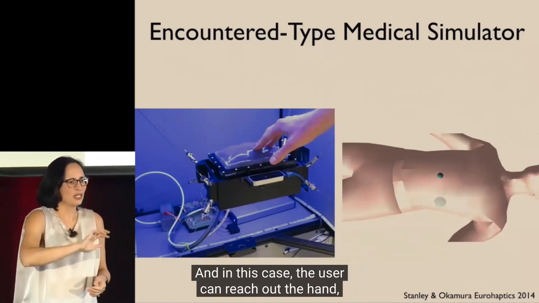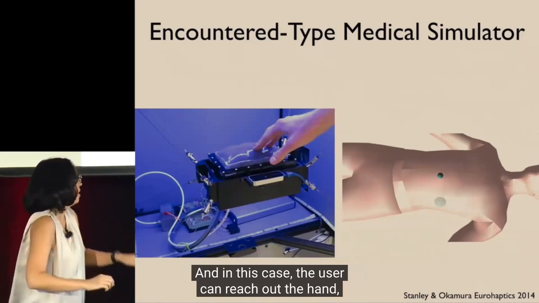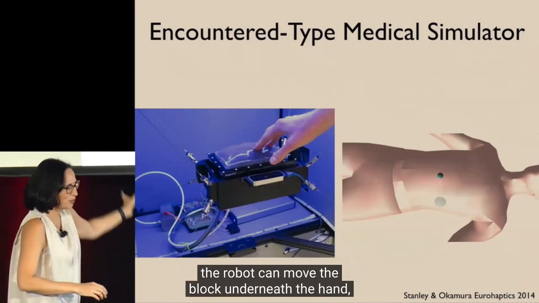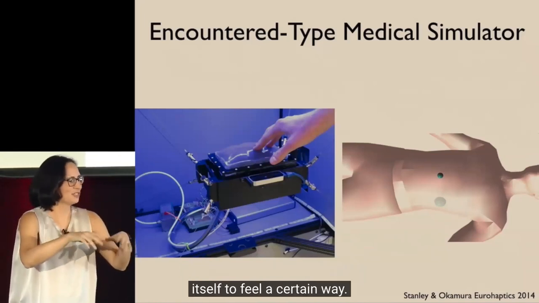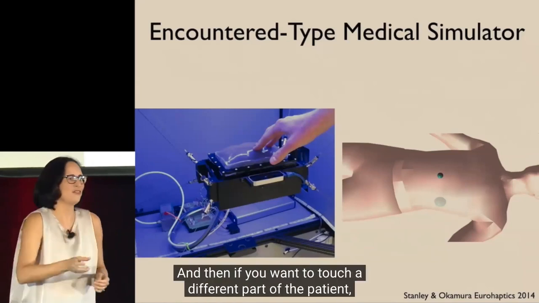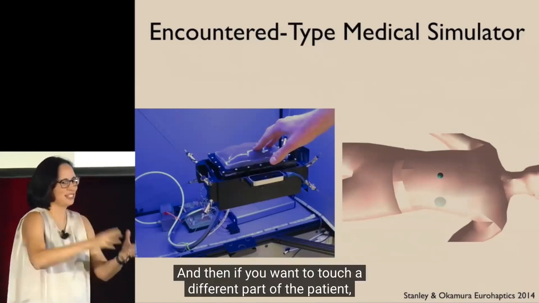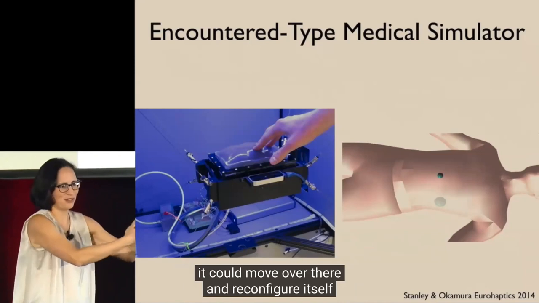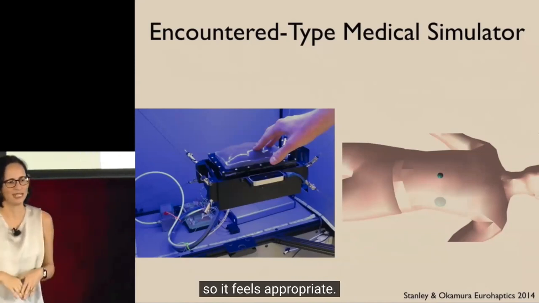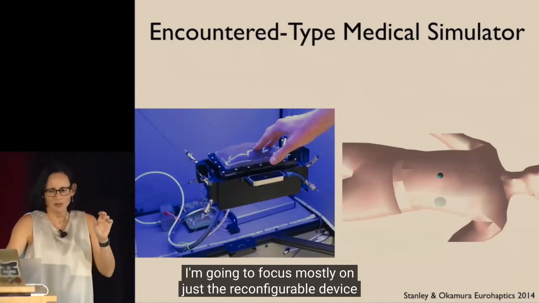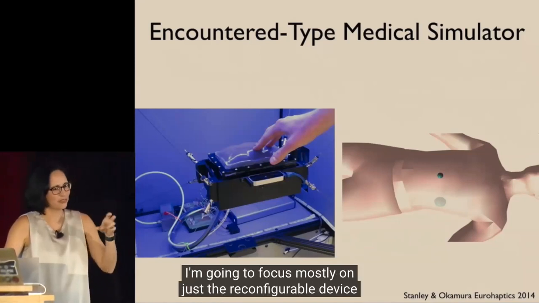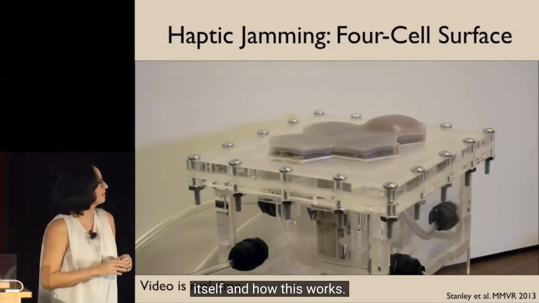And in this case, the user can reach out the hand, the robot can move the block underneath the hand, and then the device can reconfigure itself to feel a certain way. And then if you want to touch a different part of the patient, it could move over there and reconfigure itself so it feels appropriately. So that's the dream for how this all works together. I'm going to focus mostly on just the reconfigurable device itself and how this works.